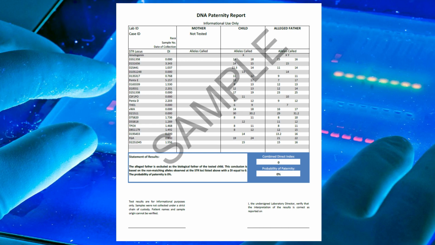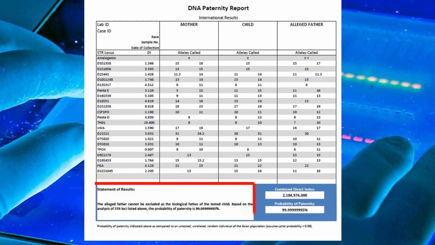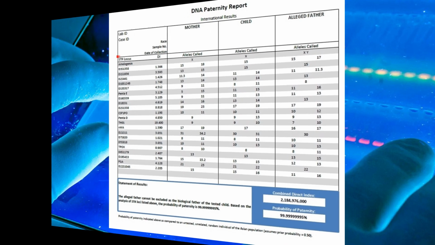The paternity test report has 4 sections: genetic system table, combined paternity index, also called combined direct index, probability of paternity, and test conclusion. The genetic system table contains all the data results in the report.